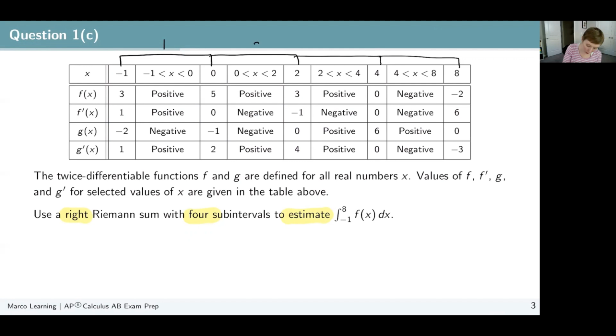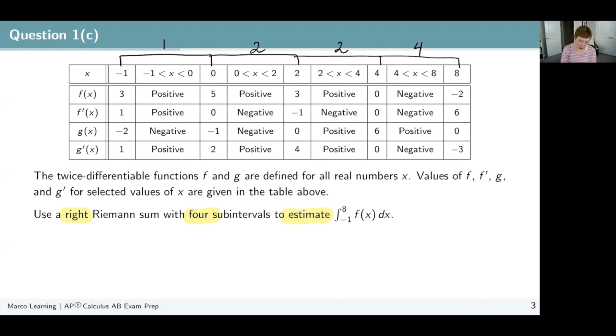From 0 to 2 is a width of 2. From 2 to 4 is a width of 2. And then from 4 to 8 is a width of 4. So those are the widths of our subintervals, or also we can say the width of our rectangles in our Riemann sum. Now we need to get the height of each rectangle, and the rule we're using to find the height of the rectangle is the right end of the interval. So we're using the right value.